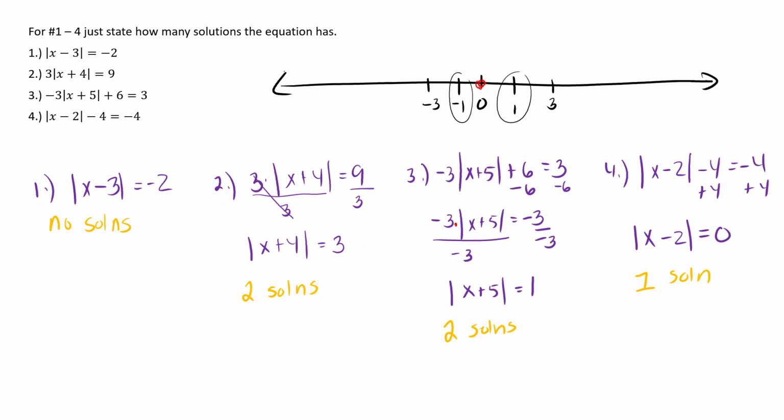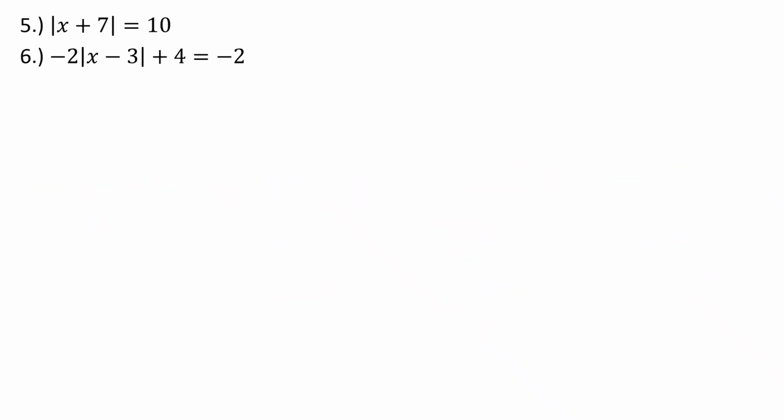Most of your absolute value equations will have 2 solutions, except maybe when you're just learning it and teachers want to make sure that they've covered all the different things that can happen. But once you exit your study of absolute value equations, typically most of them will have 2 solutions. All right, so now we get into the ones where we need to actually solve them.